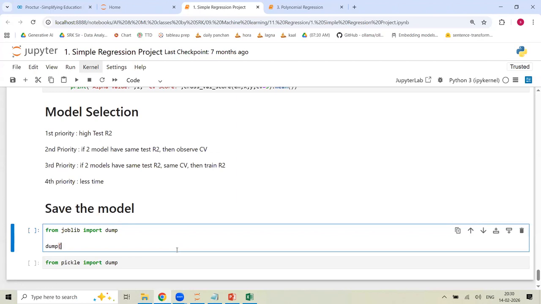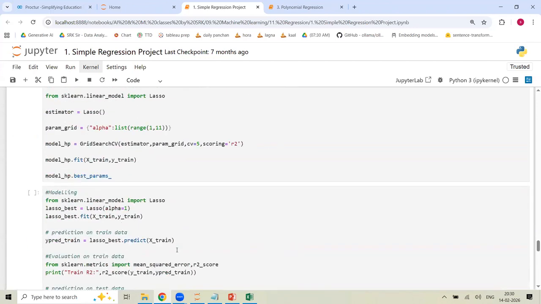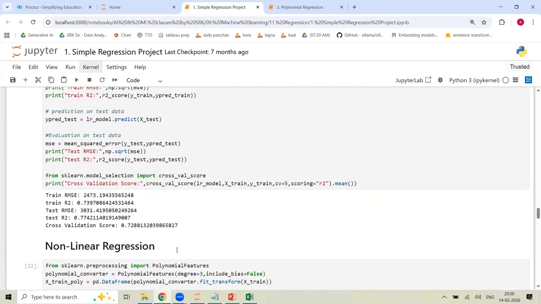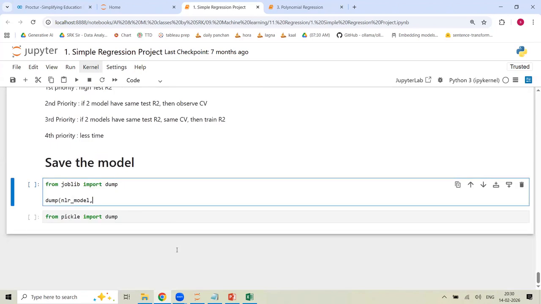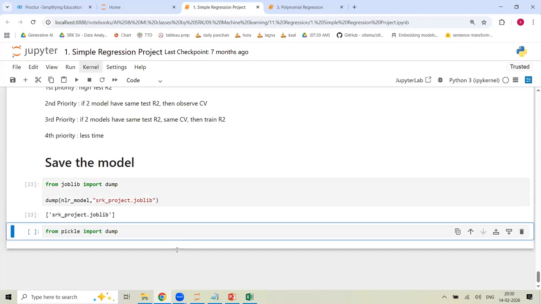Okay. So the model name is NLR model. Let us cross check. NLR underscore model. Yes. So I'm going to save the NLR model. As what name I'm going to save means, some SRK project. I'm giving this name because my project name is SRK project dot joblib. That is the name. So in that name, my entire model will be saved.